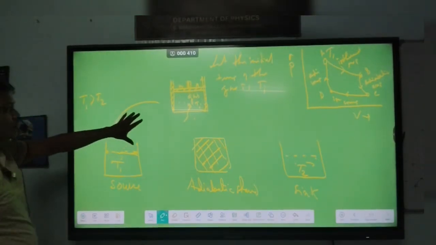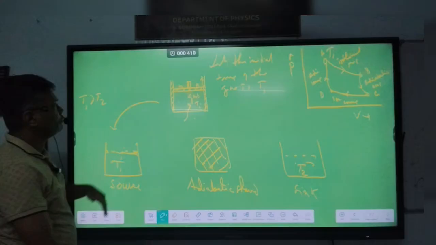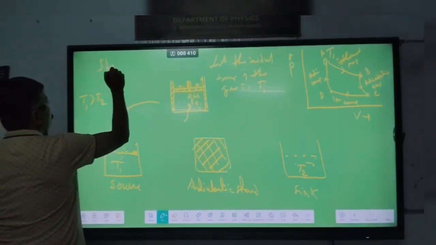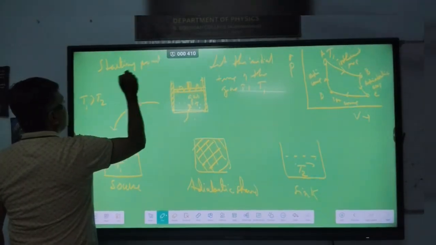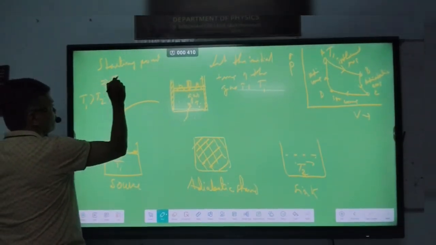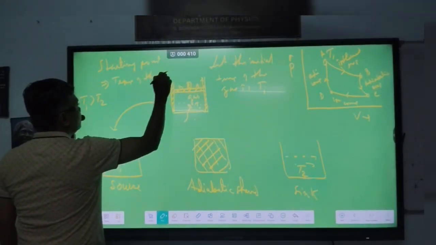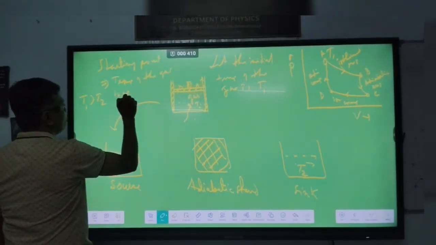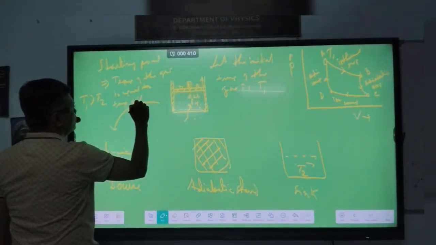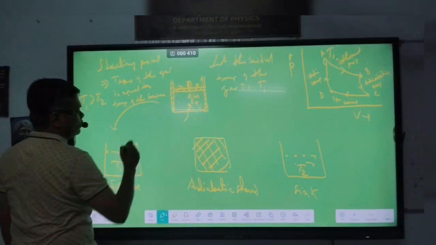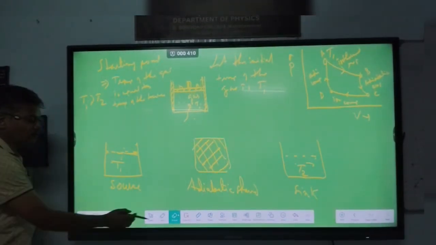What is my starting point? The starting point is that the temperature of the gas is T1. The temperature of the gas is equal to the temperature of the source. This is my starting point.